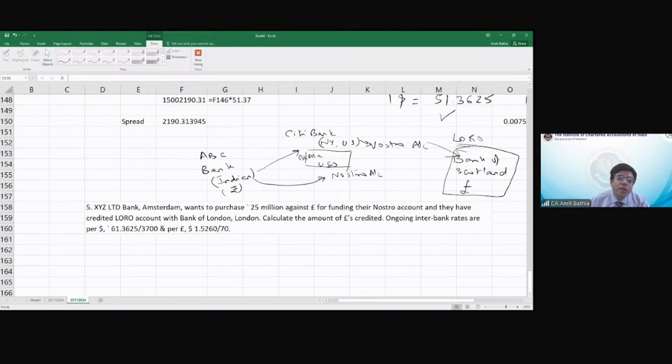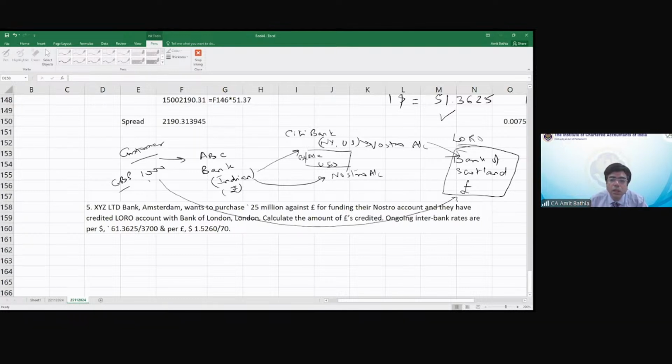So say, for example, ABC Bank has a customer, an Indian customer, who reaches out to ABC Bank and tells them that I want to pay 1000 GBP to a person who has an account in Scotland. Are you with me? I repeat.